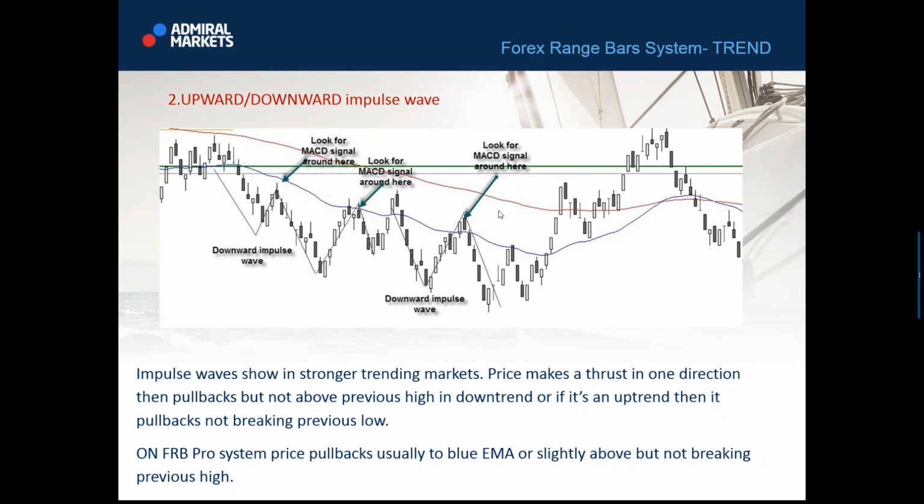So what are impulse waves? Impulse waves show in strong trending markets. So it's not consolidation. This is consolidation. After consolidation, there is an impulse. So this is the impulse, and this is a downtrend. Price makes a thrust in one direction, then pullbacks do not go above the previous high in a downtrend. In this occasion, it would be bad if it broke this top. So these are all corrective waves. On Forex Range Bars Pro, price pullbacks usually go to the blue EMA or slightly above, but not breaking the previous high. So it can also pull back here, you can see, but not break this high.